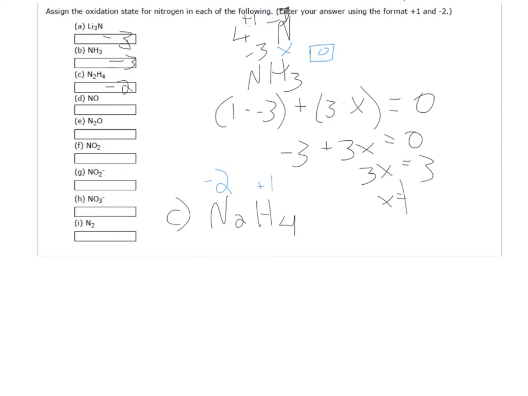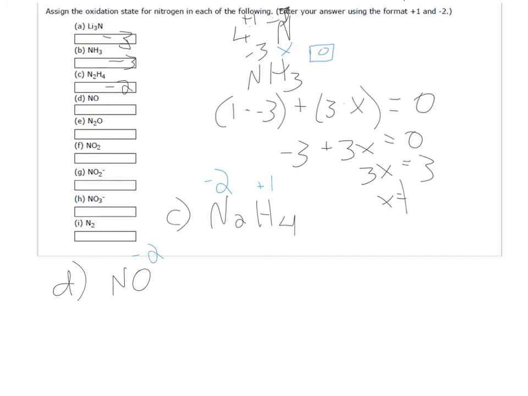Now, for the next, let's see, 1, 2, 3, 4, 5 parts to this problem, nitrogen will be paired with a more electronegative atom, oxygen. So that means in each of those cases, oxygen will take its normal charge based on position in the periodic table, and nitrogen will take whatever charge is needed to make the sum of oxidation states equal to the overall charge. So let's look at part D.